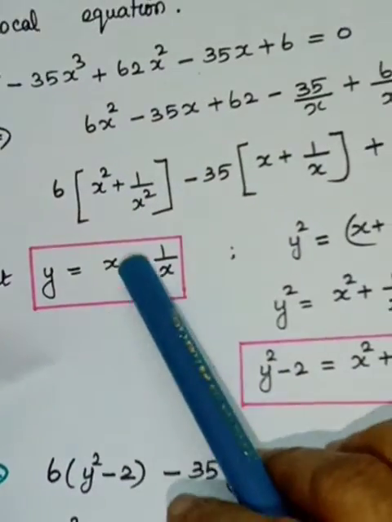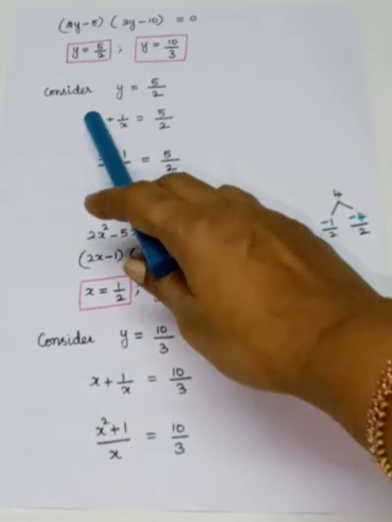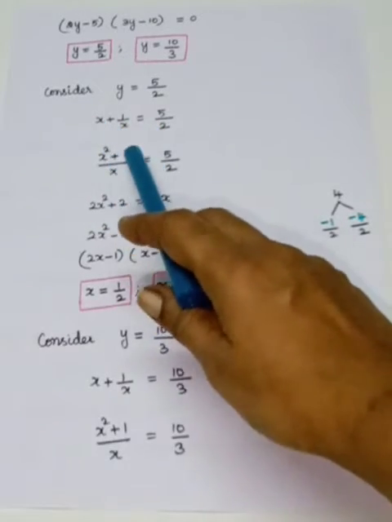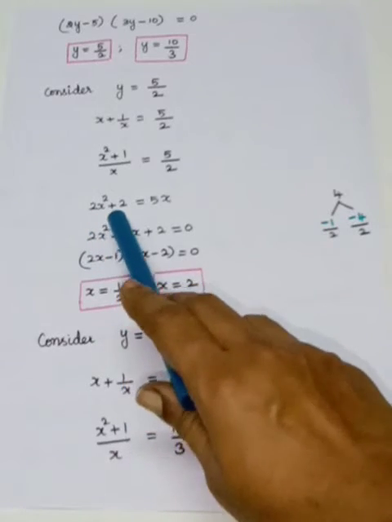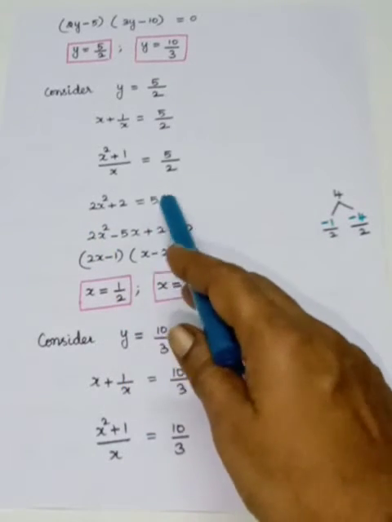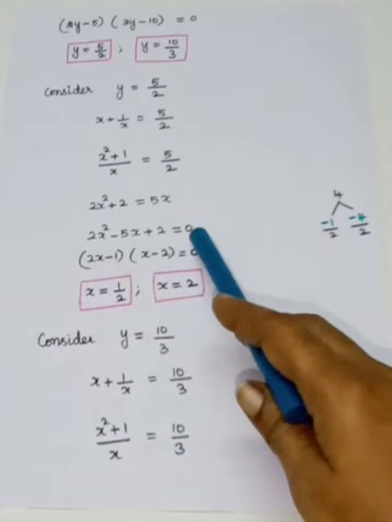So y is equal to x plus 1 by x. So x plus 1 by x is equal to 5 by 2. So you have to take LCM. So (x squared plus 1) by x is equal to 5 by 2. Cross multiply: 2x squared plus 2 is equal to 5x. Bring this 5x to the left side. So it is 2x squared minus 5x plus 2 is equal to 0.